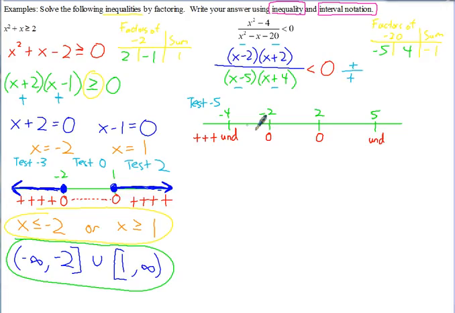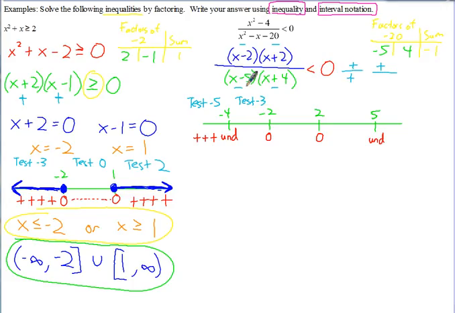Now let's test something between -4 and -2, say -3. You don't have to write down the number you're testing. I'm just doing that for your notes, so you can see where we're getting things from. But as you get better at this, you can just keep it in your head what you're testing if you'd like to. So -3 minus 2 is negative. -3 plus 2, also negative. So negative times a negative, still positive on the numerator.